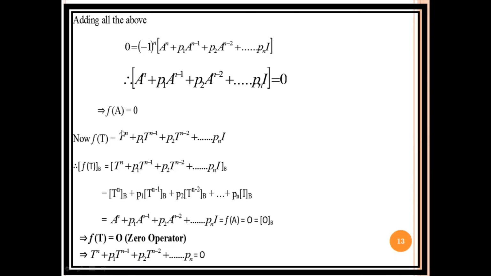The f of T can be written as T power n, and in place of A take T, right? This also can be written as the matrix of T with respect to B. For each term, T power n with respect to B, T power n minus 1 with respect to B, the linear operator is converted to the matrix. So this is A power n plus p1 A power n minus 1 plus p2 A power n minus 2 and so on. Initially we took A as the matrix of T with respect to B. This f of A is equal to 0, which is the zero matrix with respect to B, that is the zero operator.